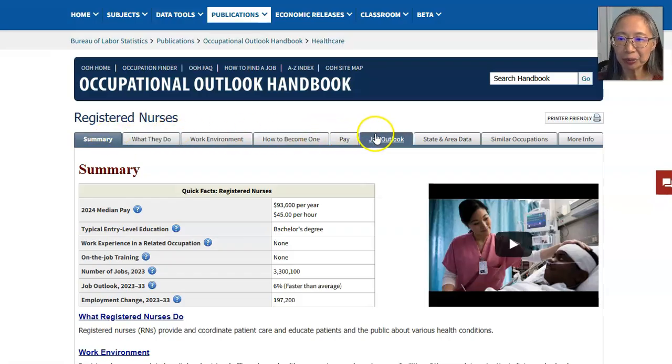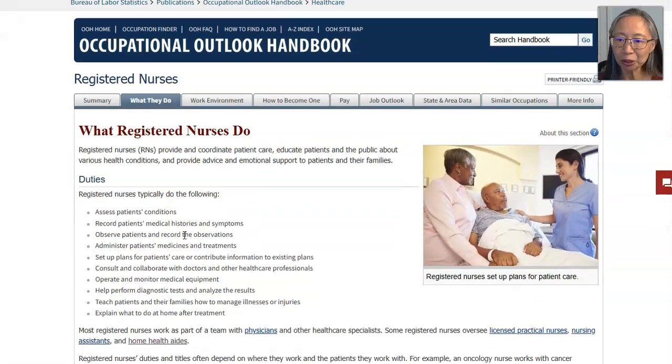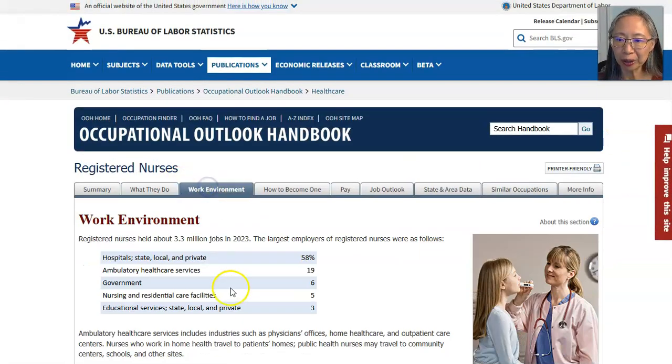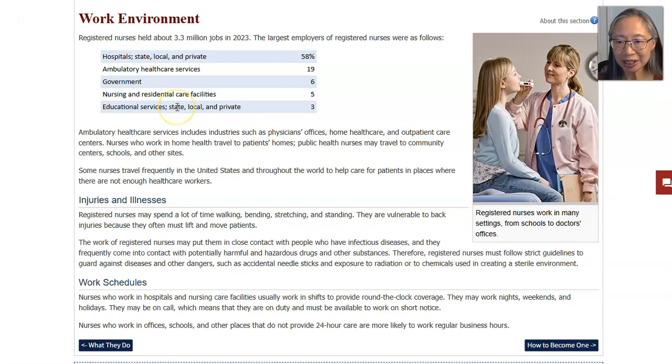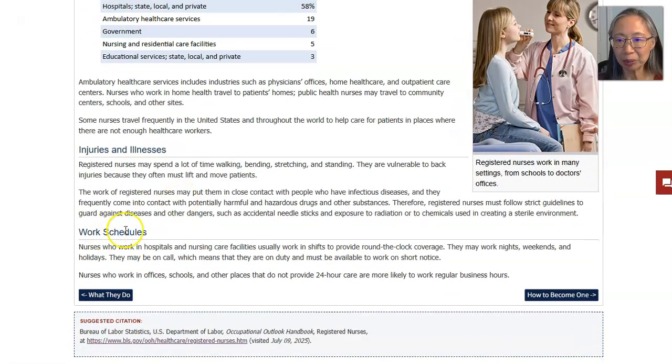Each of these tabs, some of these are relatively self-explanatory, like what do they do, and also the work environment. So it tells you that a lot of nurses work at hospitals. They may work for the government. They may work for a nursing home, school nurses, and so forth. They talk about the work schedule. We already talked about that. Nurses have to work in shifts and around the clock. That means there will be nights, weekends, and holidays.